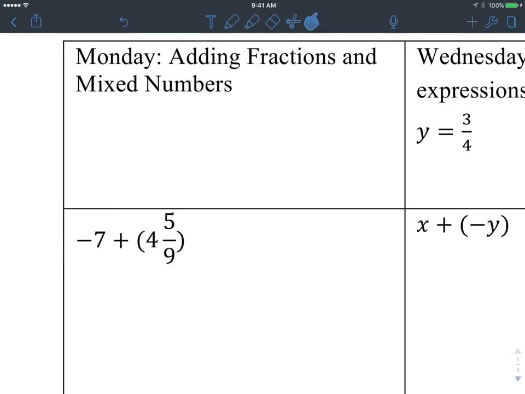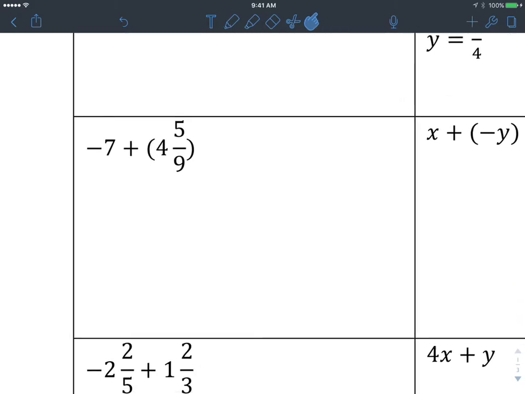So for this first problem, we've got -7, and we're going to be adding a +4 and 5 over 9. Now, with that whole number, we want to make sure that we turn that whole number into a fraction as well, and then we're going to turn this mixed number into an improper fraction. So that's the very first step that we do whenever we're adding fractions, is that we need to get rid of all whole numbers, and we need to get both of the denominators the same.